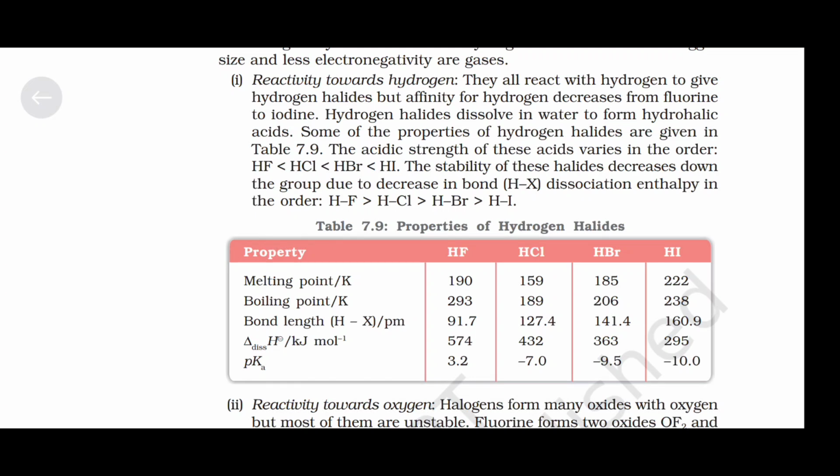The stability of these halides decreases down the group due to decrease in bond HX dissociation enthalpy in the order HF very high, then HCl, then HBr and then HI. मतलब HF क्या है? It is the greatest, it is most stable and HI being the least stable.